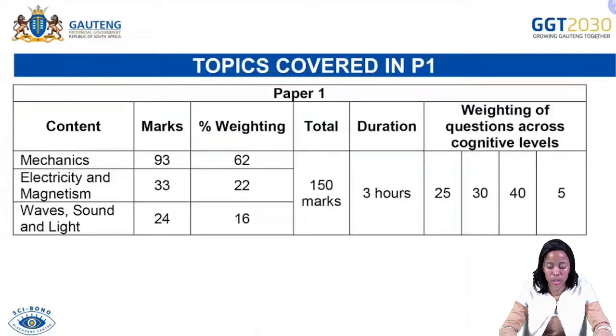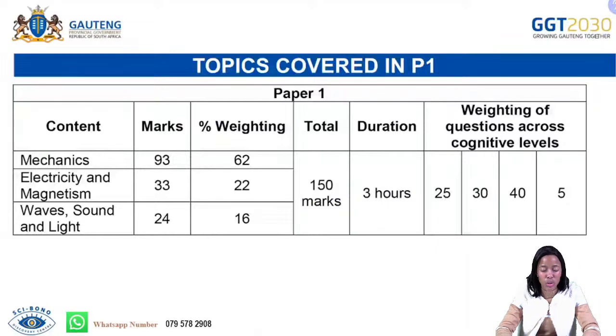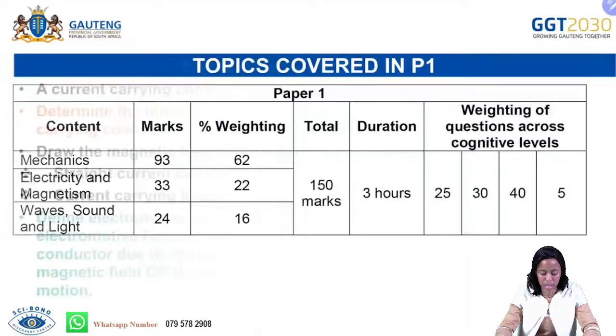Okay, now the topics to be covered in paper 1 will be your mechanics, which consists of 93 marks and a percentage weighting of 62. And then we have your electricity and magnetism, which consists of 33 marks and a percentage weighting of 22. Then we have your wave, sound, and light, which consists of 24 marks and a percentage weighting of 16.